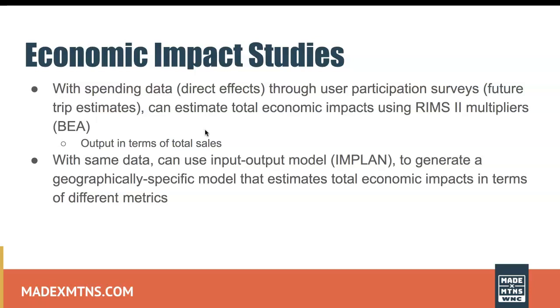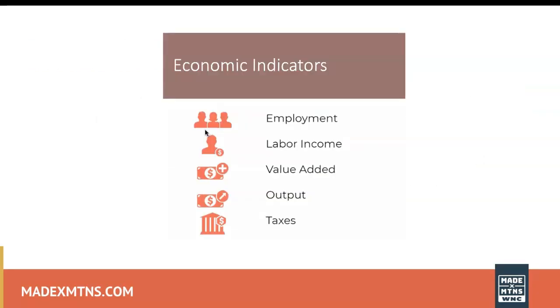Using the same data, using the direct effects, you could also construct a more geographically specific input-output model. Typically, the one that most people use is called IMPLAN, and that generates the economic impacts, but given in terms of different metrics. Typically, what we use would be the level of employment associated with the event or the resource, labor income, economic output, which again is really just a measure of total sales, and local or state level taxes.